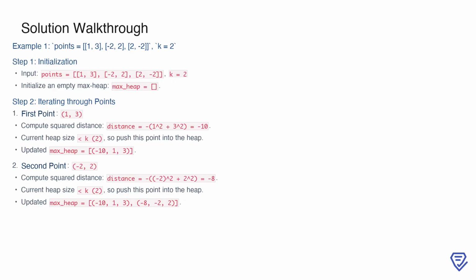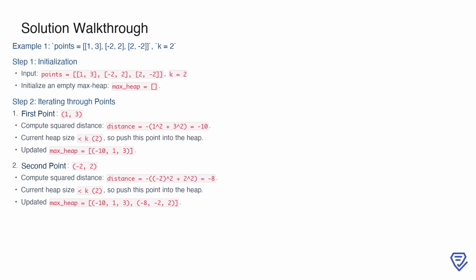For the first point, [1, 3], we calculate its negated squared distance from the origin as -(1² + 3²), which equals -10. Since the heap currently has fewer than k elements, we push this point into the heap. The updated heap now contains (-10, [1, 3]).